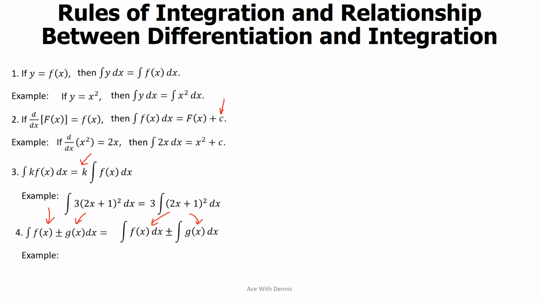So here is an example. The integration of (2x plus 1) squared plus (x squared plus 1) cubed dx. From here, we have two functions. The first function is this, which is (2x plus 1) squared, and the second function is (x squared plus 1) cubed. So when we want to integrate, we can split them into two different integrations, which is the integration of (2x plus 1) squared dx plus the integration of (x squared plus 1) cubed dx.